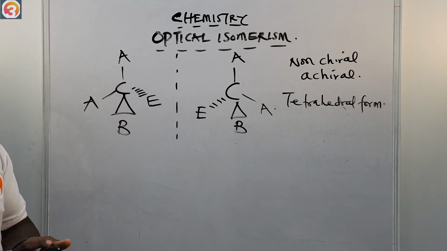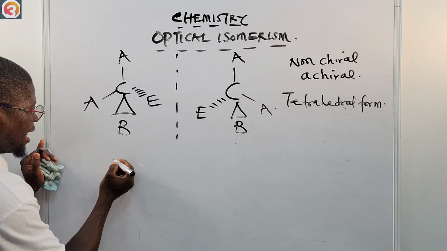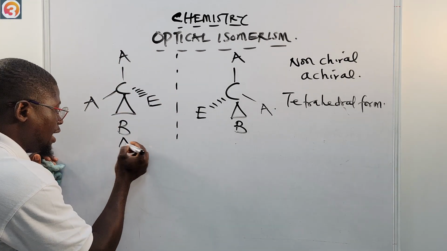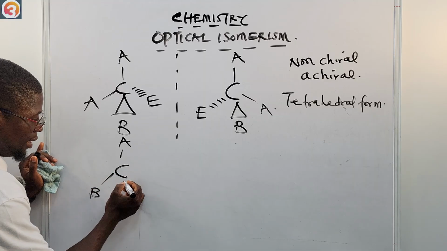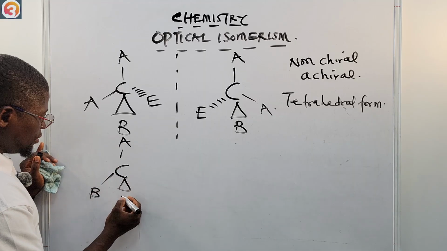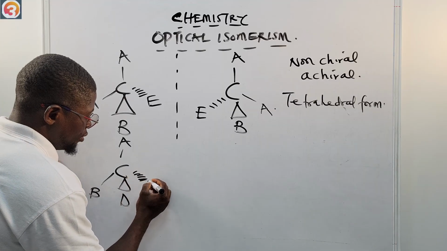But of course, now let us see another example. Let's say we now have another example. We have C again. Here we have A. Then here we have, let's say, B, this one going into the page. Let's say we have D. Then of course this one we have E.